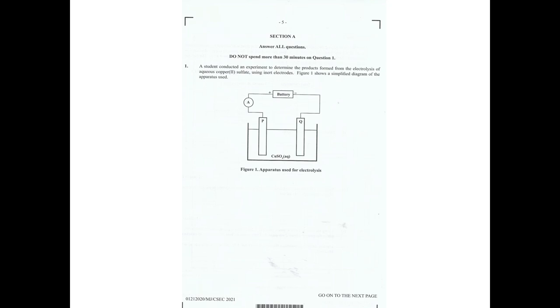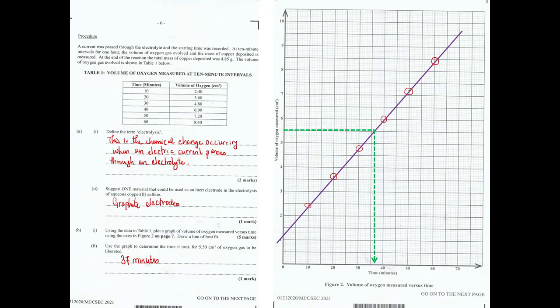Alright, so the first question: a student conducted an experiment to determine the products formed from the electrolysis of aqueous copper sulfate using inert electrodes. Figure 1 shows a simplified diagram of the apparatus used. The procedure is that a current was passed through the electrolyte and the starting time was recorded. At 10-minute intervals for 1 hour, the volume of oxygen gas evolved and the mass of copper deposited was measured. At the end of the reaction, the total mass of copper deposited was 4.85 grams. The volume of oxygen gas evolved is shown in Table 1 below.